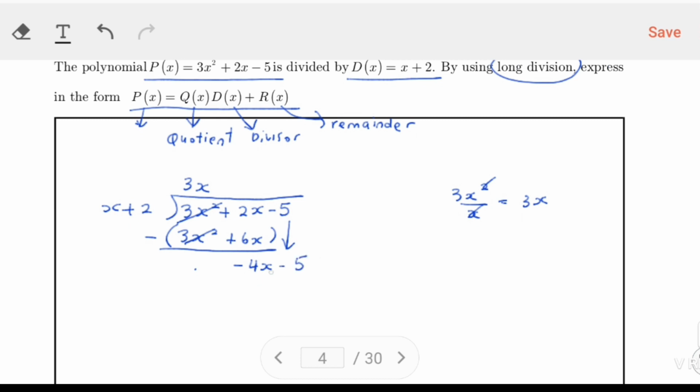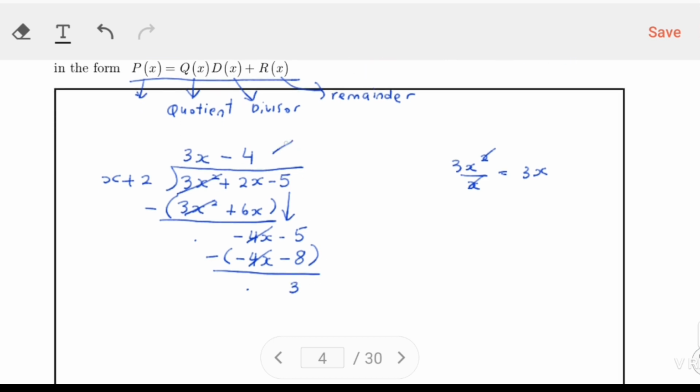So to get negative 4x, we will multiply x by negative 4. So negative 4 times x, we get negative 4x. Negative 4 times 2, we get minus 8. After we multiply, we subtract. So negative 4x minus negative 4x, we get 0. Negative 5 minus negative 8, we get 3. So here, on top of the long division, we get the quotient. And the remainder is 3.